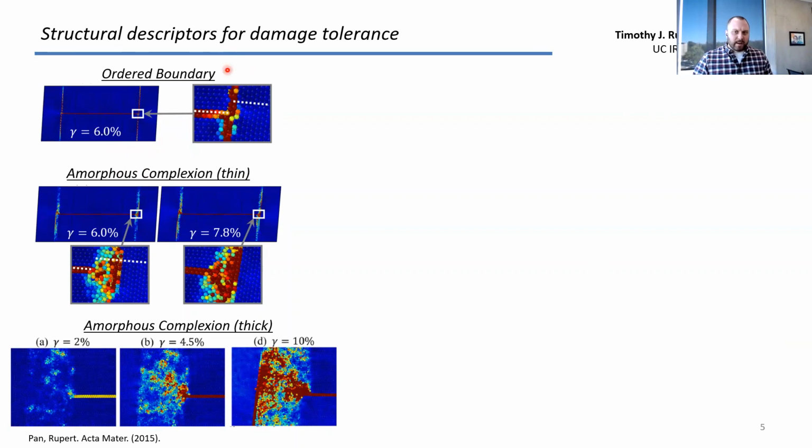With ordered boundaries, you have to accommodate that plastic strain into a relatively small volume, a fraction of a nanometer where this ordered boundary is. You contrast that with a thin amorphous complexion or a thick one, where you can start to accommodate that plastic strain in a larger volume. What that means in terms of properties is you can absorb more dislocations and your bulk sample can accommodate more plastic strain.